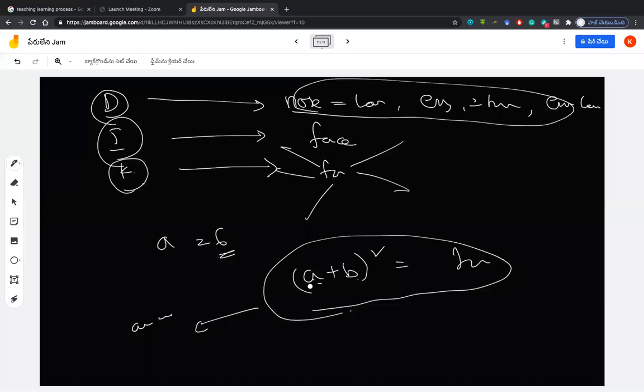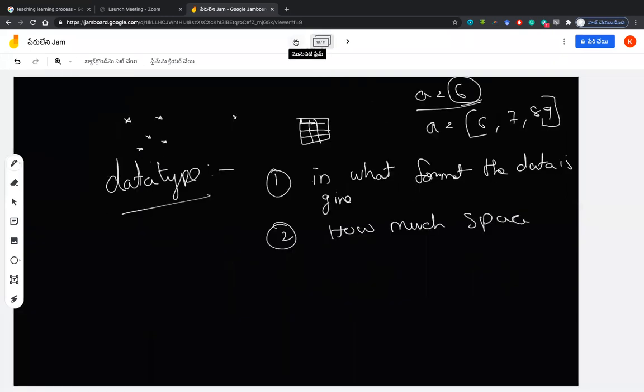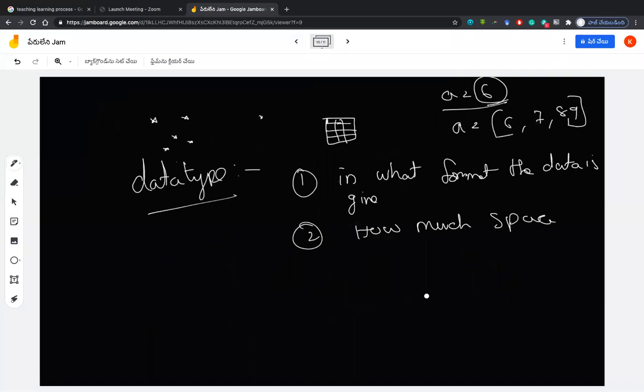So coming to this, we know what data is now. Somebody said in what format the data is given, and somebody said how much space is given. Both are correct actually. Both these definitions are correct. Why somebody said how much space is also important is a very long thing. I should not get any disturbance, otherwise you will forget it.